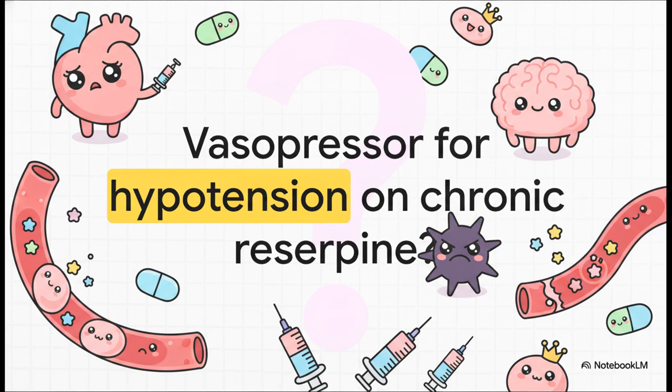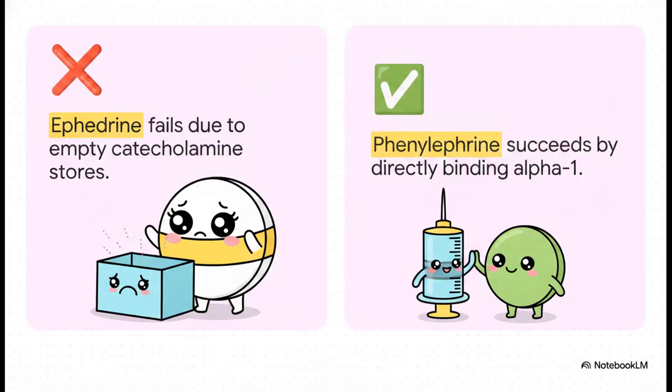So, which immediate vasopressor do you reach for from those options? The correct answer is phenylephrine. Here's why. If you give an indirect sympathomimetic, something like ephedrine, it's going to completely fail. Ephedrine relies on displacing stored norepinephrine into the synapse. But remember, reserpine has already completely emptied out those vesicles.